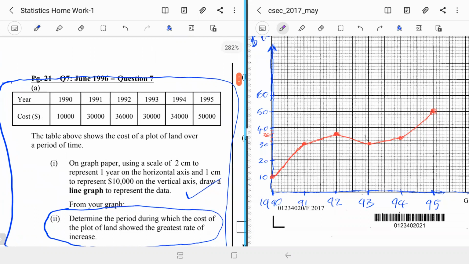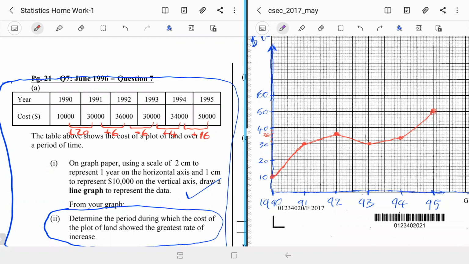What we can do on the table is put in the increases. The increase from here to here is a plus 20. From here to here is a plus 6. From here to here is a negative 6, so that was a fall. From here to here is a plus 4. And from here to here is a plus 16.